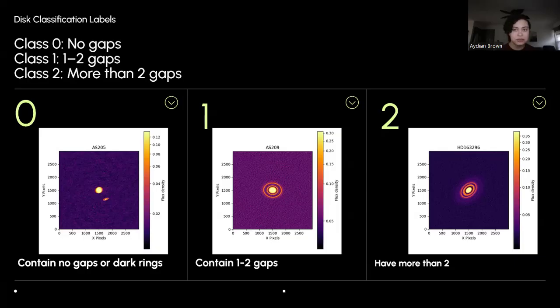The labels are physically motivated because the number of gaps correlates with each disk's evolution and even potentially the presence of forming planets. Representative images from each class illustrate how the morphology changes and why both radial features and image-based information are relevant for classification.